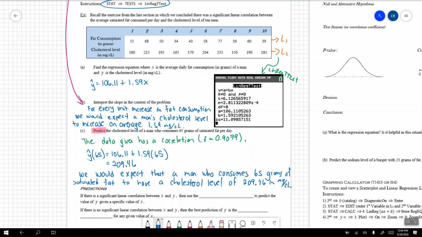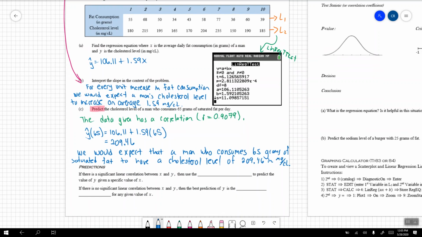All right. So again, we can only use the linear equation if we know that there's a high correlation. If you get that there is no correlation, then we can't use it. So let's summarize right below here at the bottom of the page. That says, if there is a significant linear correlation between X and Y, then we're going to use the linear regression equation to predict the y value given a specific x value.